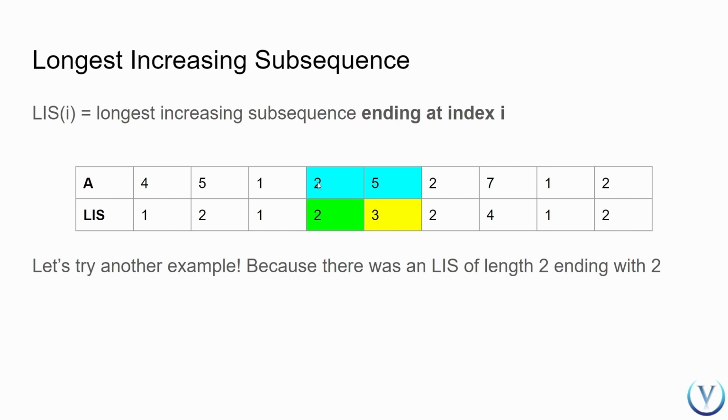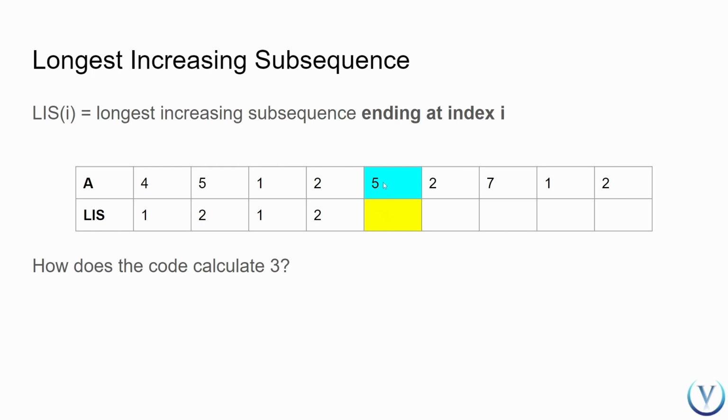Because it ends with the value 2, we can extend it to an LIS that ends with the value 5, because 2 is less than 5. And because this LIS ending at this green index is 2, when we extend it by one element, which is 5, it has a length of 3. So what would the code to calculate the LIS at this point look like?